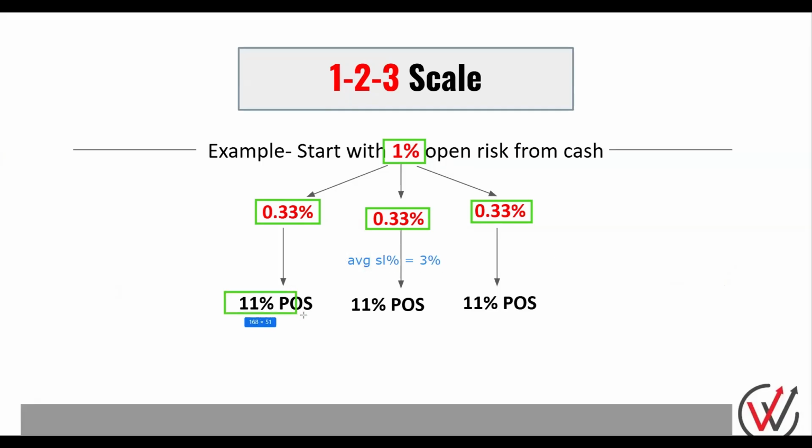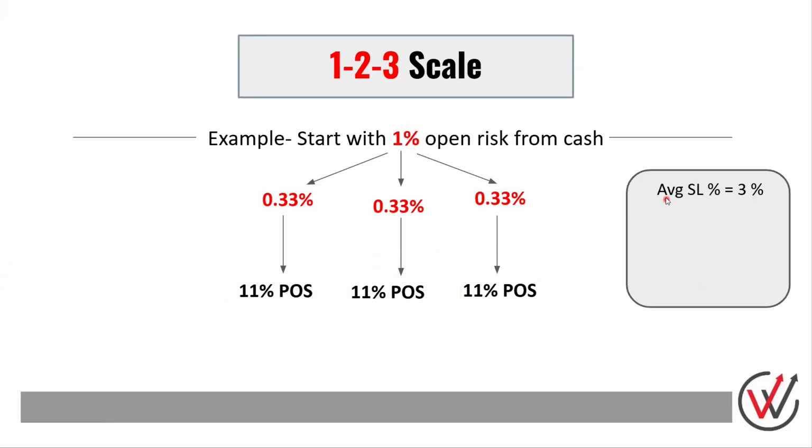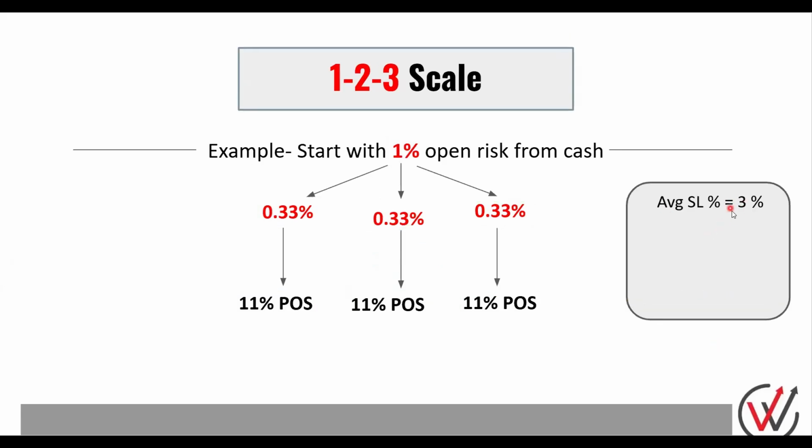So each of the positions would be 11%, right? And you will have an exposure of 33% in 3 trades. And your open risk, it would be 1%. Okay. Continuing. Now, like I said, your average stop loss should always be equal to 3% for this case.